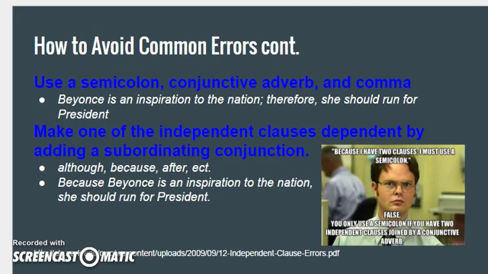Another way to avoid common errors with independent clauses is to use a semicolon followed by a conjunctive adverb and a comma. For example, "Beyonce is an inspiration to the nation; therefore, she should run for president." Finally, you could make one independent clause a dependent clause by adding a subordinating conjunction, such as although, because, and after. For example, "Because Beyonce is an inspiration to the nation, she should run for president." If you follow all these rules to avoid common errors, your sentences will be straight fire.